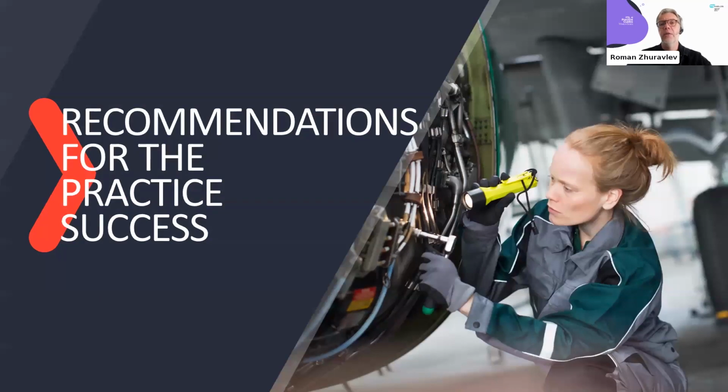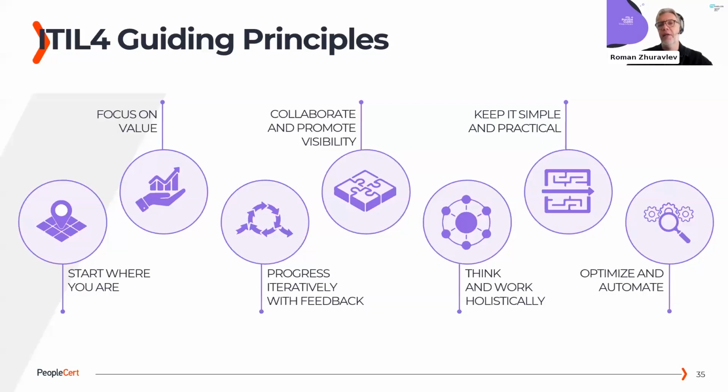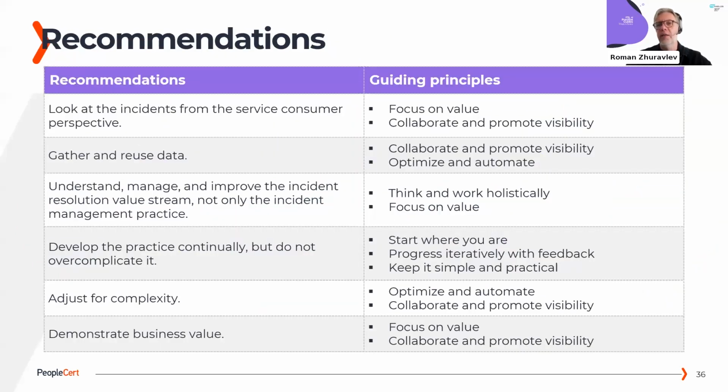And finally, the closing part, there is a list of recommendations for the practice success, which are mapped to the ITIL 4 guiding principles. It's a table, usually a long one, and it has 3 columns, unlike the one on the screen. So between the recommendations and the supporting guiding principles, there is usually a middle column, which has a lot of details about why exactly and how exactly for incident management.